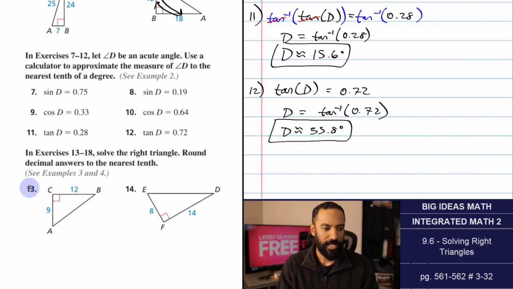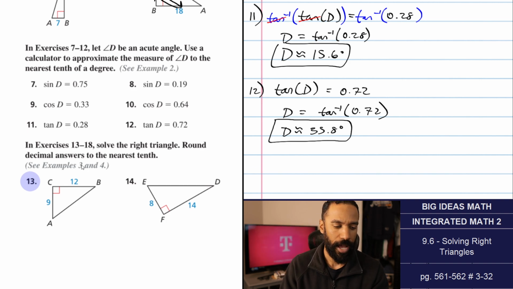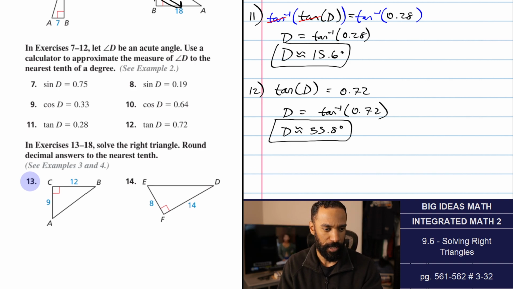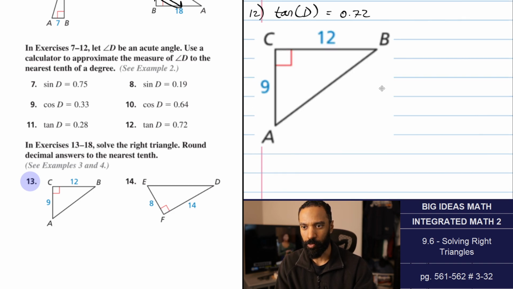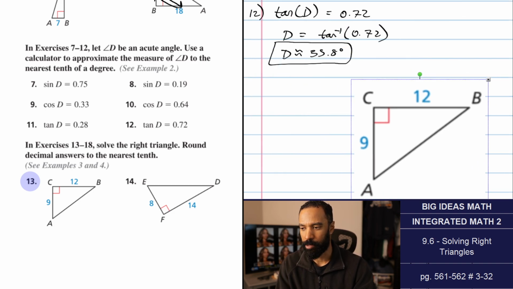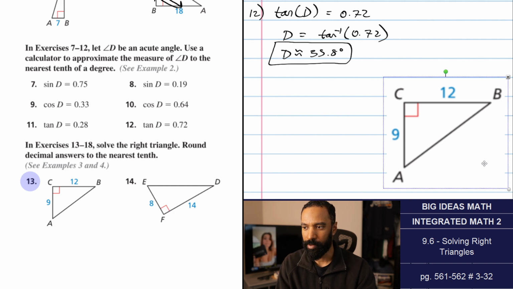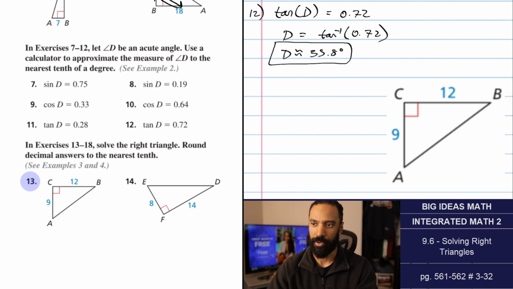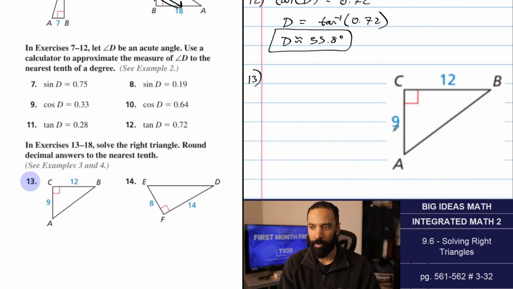Numbers 13 through 18, we will solve the right triangle. I'm probably going to be copying and pasting these ones over because I'd like to fill it in as we go. Sometimes some answers depend on the other answers that we have, and sometimes we should know when not to depend on those other answers. So number 13, and I generally like having the visual of a drawing anyway when we do this.